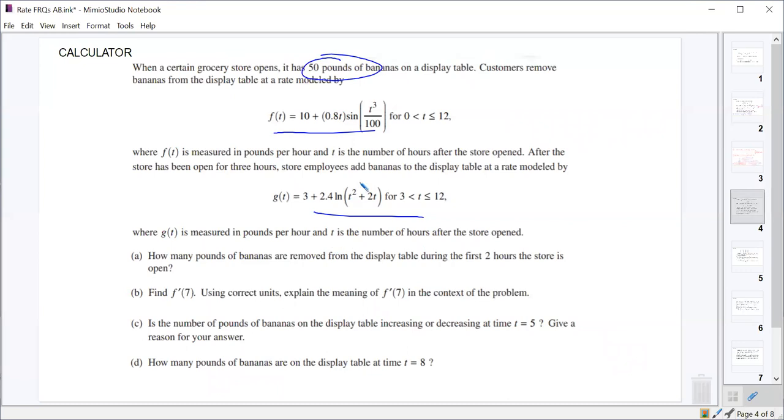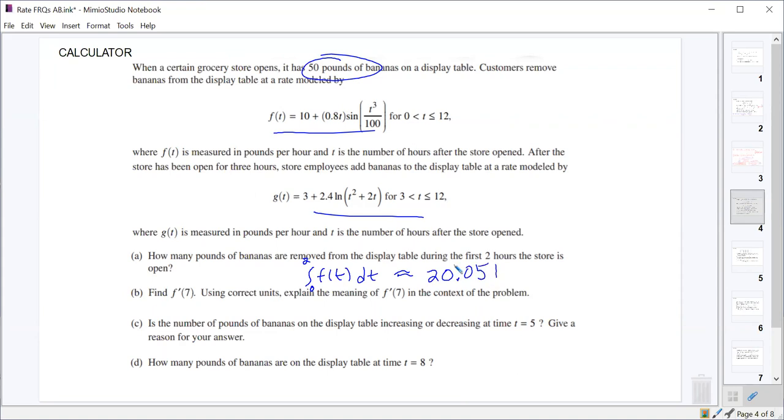And t in both f and g is measured in the number of hours after the store opened, right? So this one is not 0 to 9, but this one is from 3 to 12. So first thing it asks is how many pounds of bananas are removed from the display during the first 2 hours that the store is open. So all you got to do is integrate 0 to 2 of f of t dt, and that should come out to be 20.051.